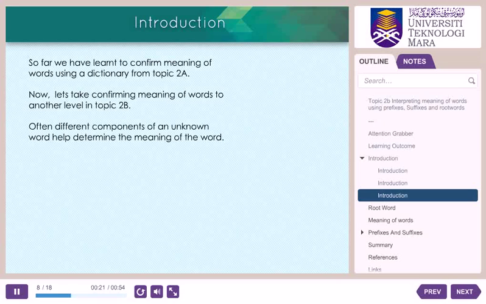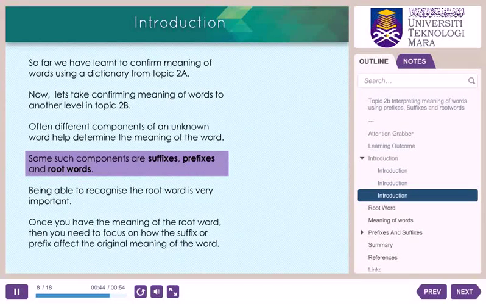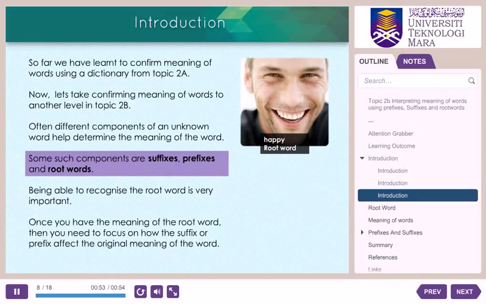Often, different components of an unknown word help determine the meaning of the word. Some such components are suffixes, prefixes, and root words. Being able to recognize the root word is very important. Once you have the meaning of the root word, then you need to focus on how the suffix or prefix affects the original meaning of the word.